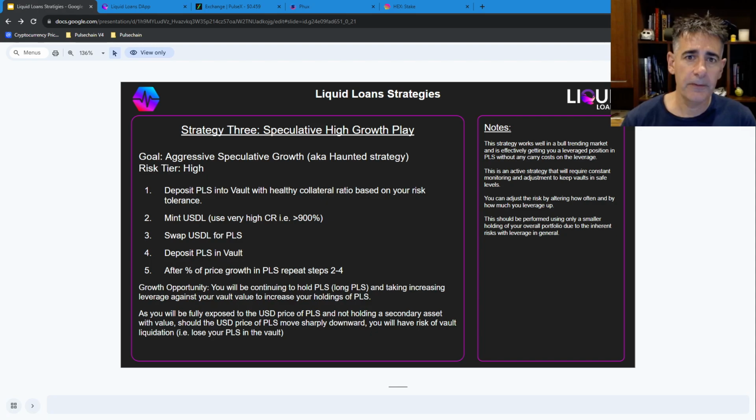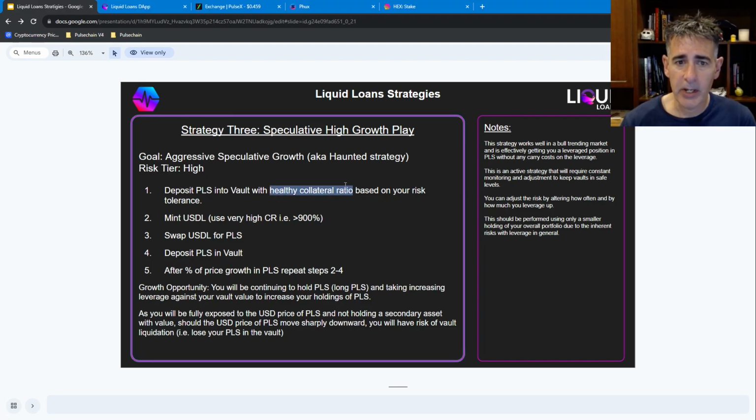Like always, what we're first going to do is get some pulse into a vault. But we're going to do it in a very particular way in this instance because this is a high risk strategy. As it says on the screen, we need to deposit some pulse into a vault with a healthy collateral ratio based on our risk tolerance.